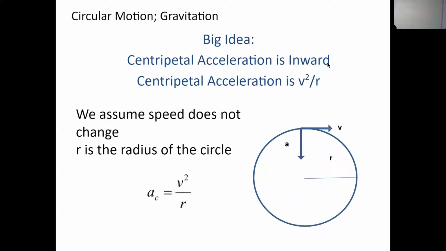And that acceleration has a special term. It's called centripetal acceleration. And it has a special formula too. So this is one of those always things that you can jot down. Centripetal acceleration is always v squared over r.